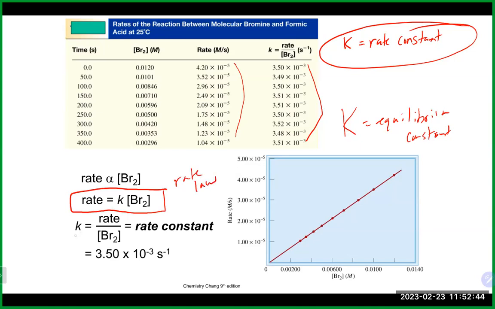And if you solve for the rate constant by dividing the Br2 to the other side, that will give you your value of 3.5 times 10 to the minus 3 in this particular case. A lot of times what we will look at for a reaction is what the rate constant is. You could look at the rate constant as how fast or slow the reaction will take place. A larger value for the rate constant means the reaction will occur a little bit faster. A smaller value means the reaction will occur a little bit slower along the way. And we're going to talk about how you calculate that here in a bit.